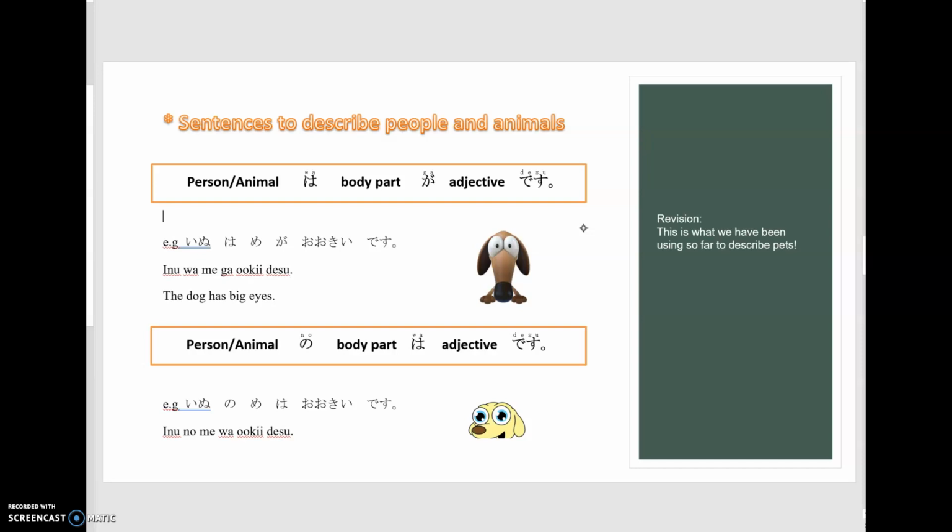Okay, same with this one, we can say inu no me wa oki desu. So the dog's eyes are big. Okay, remember putting the no in here gives the possession to the body part. So we could say ototo no me wa chairo desu. My little brother's eyes are brown.